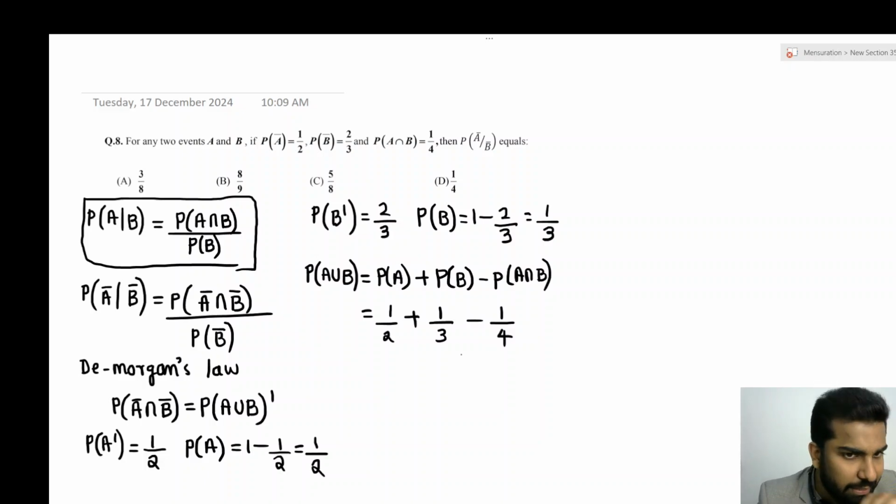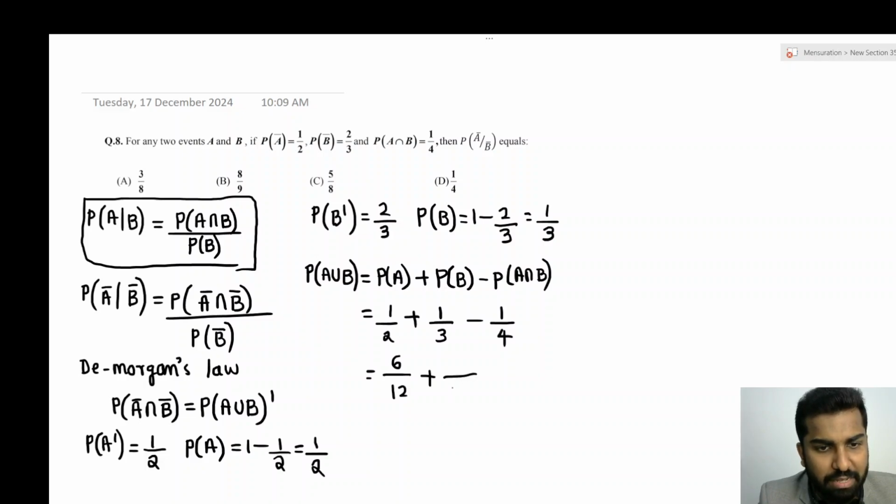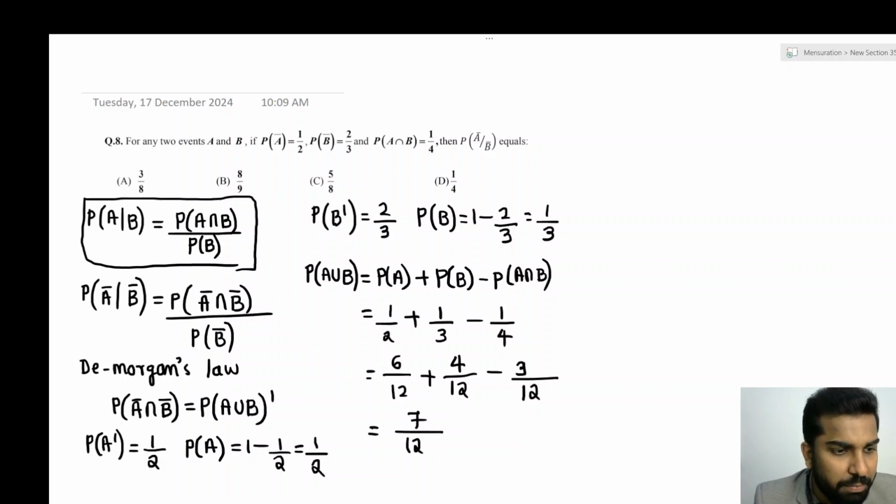Checking the denominators, LCM is 12. So 1 by 2 will become 6 by 12, plus 1 by 3 will become 4 by 12, minus 1 by 4, which will become 3 by 12. Okay, so 6 by 12 is 1 by 2, 4 by 12 is 1 by 3, and 1 by 4 is 3 by 12, right? So this can be written as 6 plus 4 is 10, 10 minus 3 is 7, so 7 by 12 is probability of A union B.